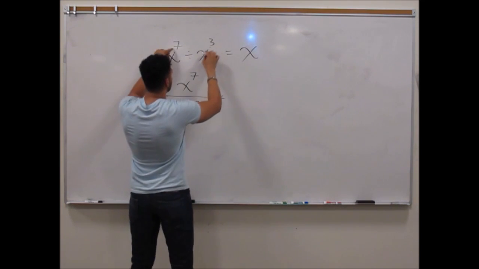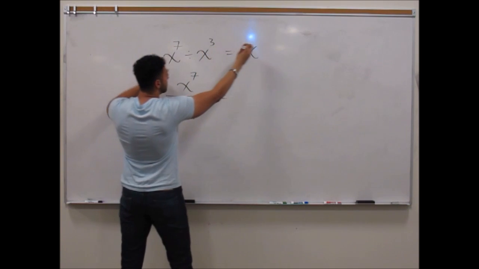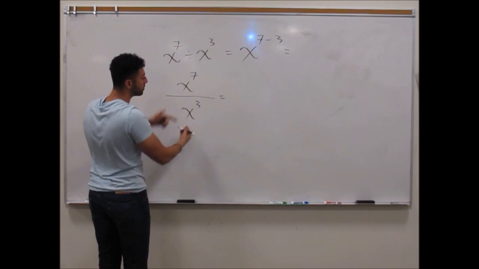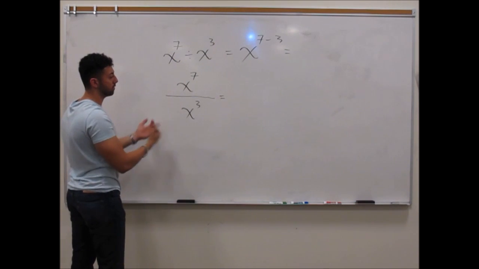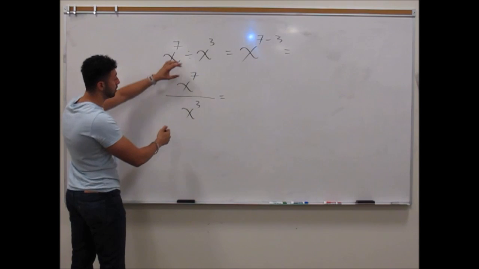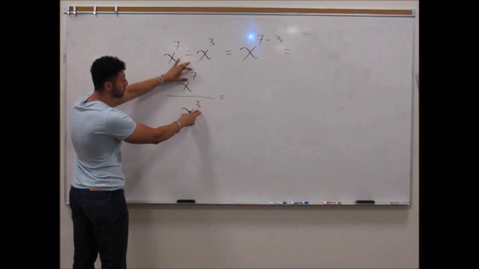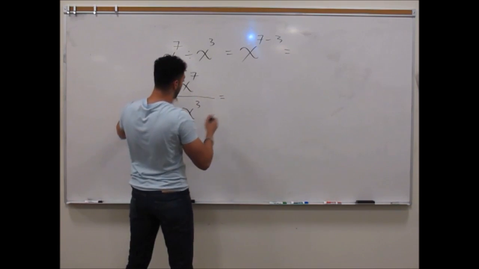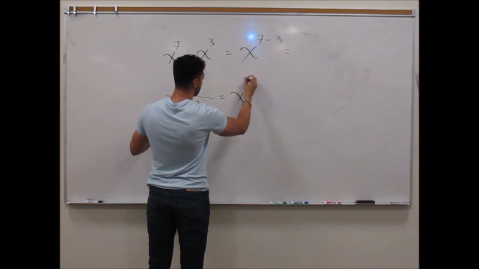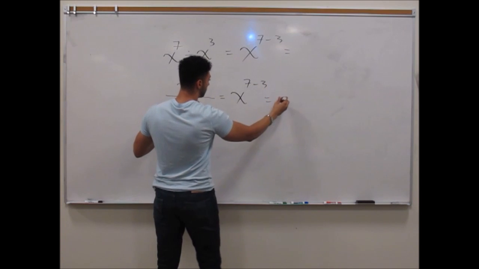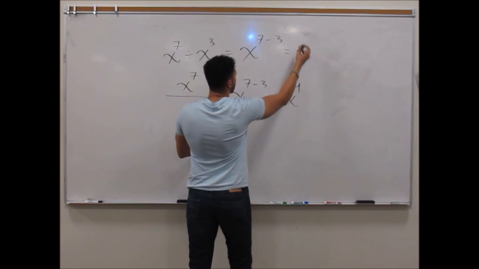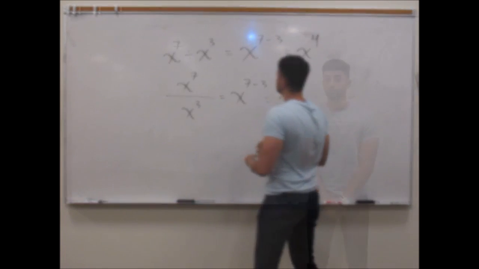Either way, 7 minus 3. But here you can see it better. This is the way I showed you in the first example, so you can rewrite it like this if it makes you more comfortable. So it's always going to be the top minus the bottom, 7 minus 3. And we're going to write that same base just once. So 7 minus 3 would be 4, and 7 minus 3 would be 4.